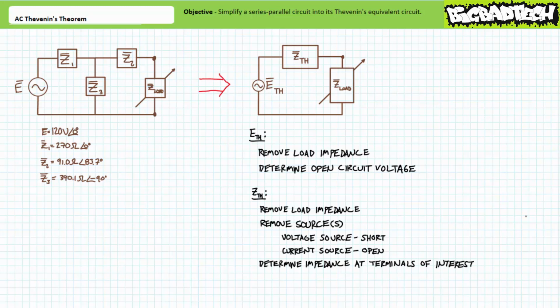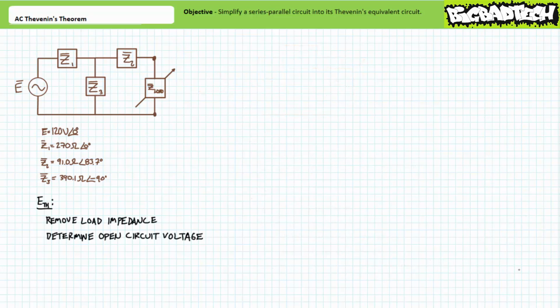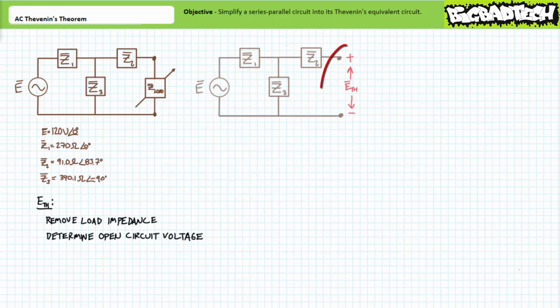Let's apply Thevenin's theorem to our original series parallel circuit. Let's first determine the Thevenin's equivalent voltage. Let's start by removing our variable load impedance Z load. Now we need to determine the open circuit voltage seen across these two nodes of interest. In this case, the removal of the load impedance prevents any current traveling through impedance Z2.